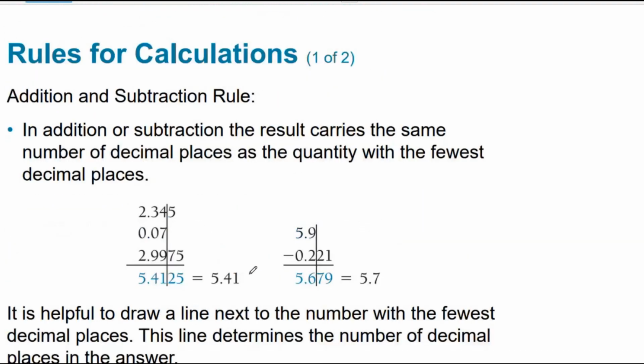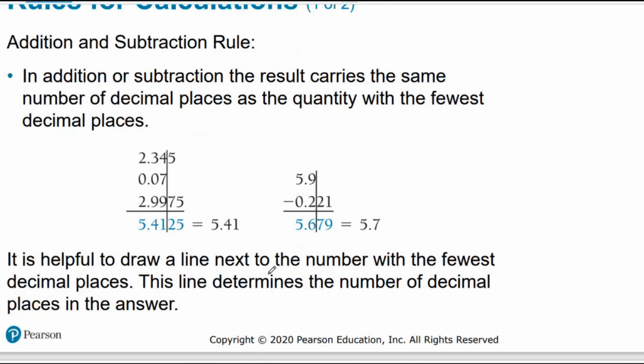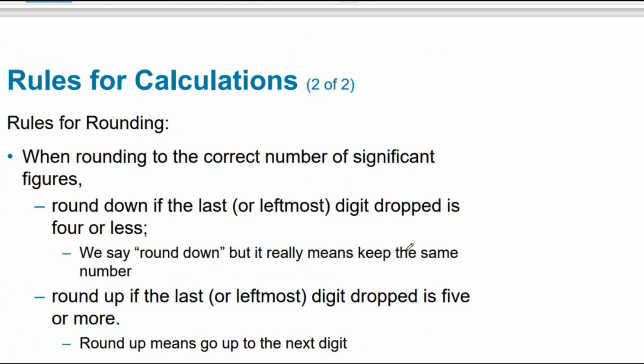For addition and subtraction, we're limited by the least number of decimal places. So if we have 1 decimal place for the lowest number, then we're limited by that. And we have to round to 1 decimal place in our answer. If we have 2 decimal places, then we're limited by that, and we have to round to 2 decimal places in our answer. So for addition and subtraction, you can actually gain or lose significant figures sometimes. And we'll talk about that. We'll see some examples of that.